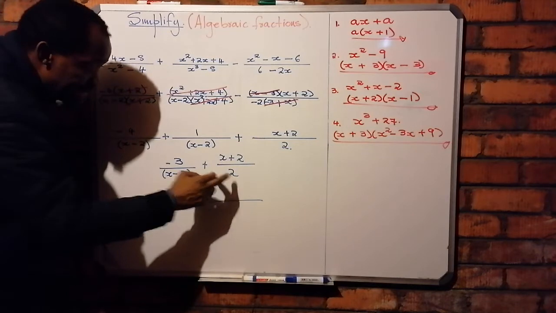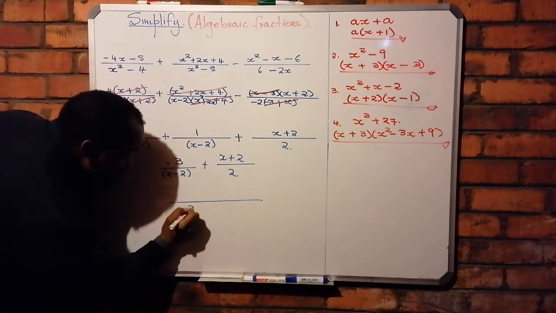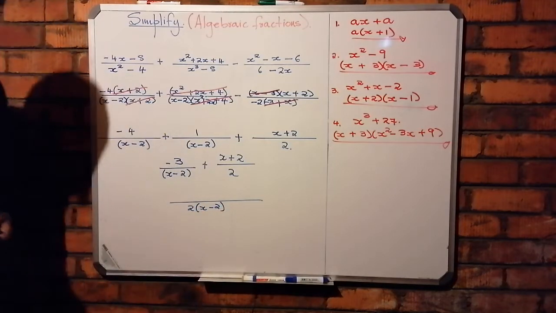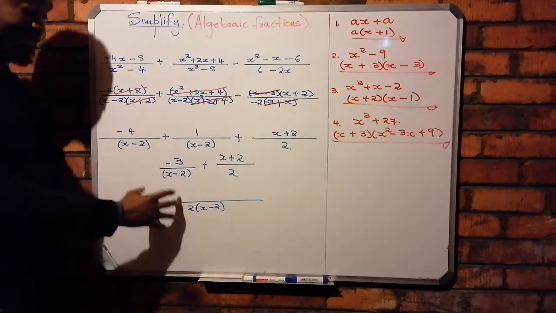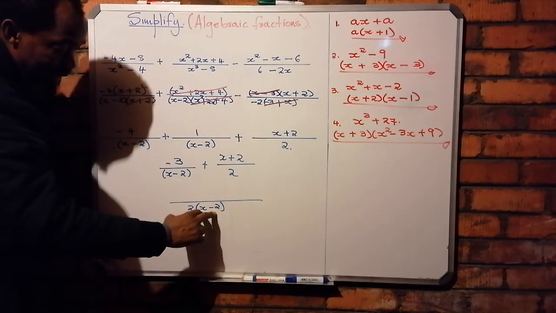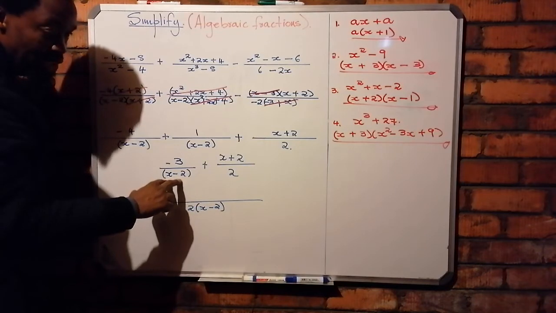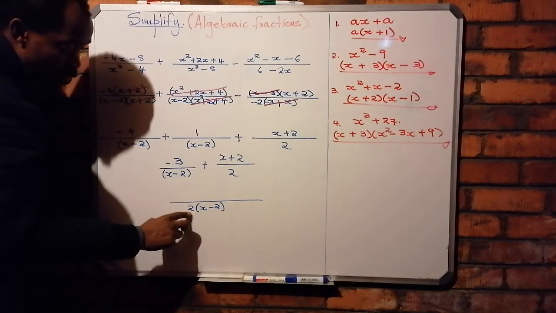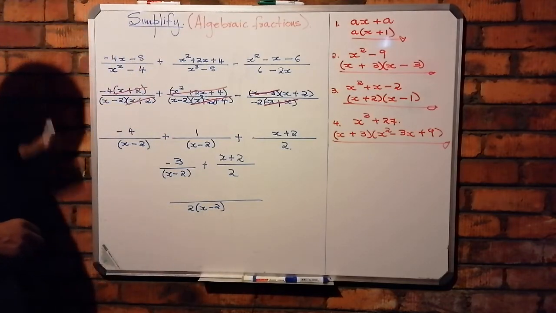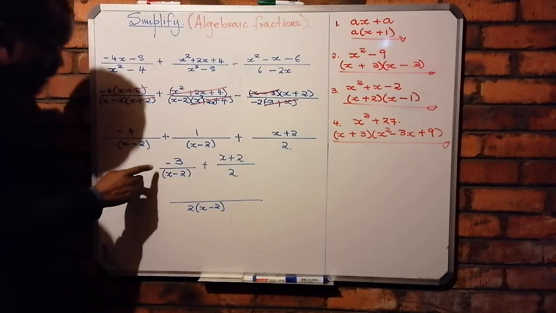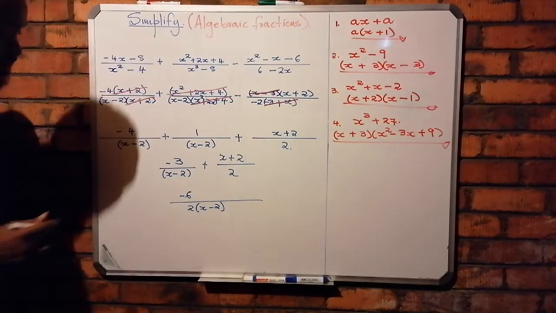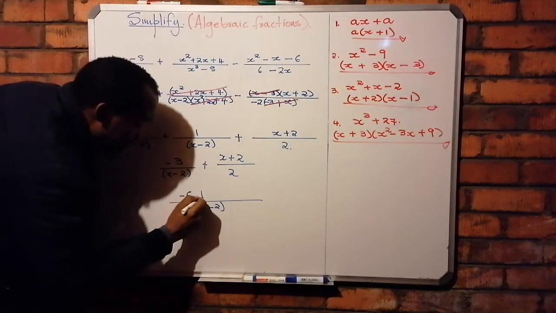I multiply this by that. It becomes 2 multiplied by x minus 2. Beautiful. Now, after that, I divide the lowest common multiple by the denominator there. It would be 2 multiplied by x minus 2 divided by x minus 2, which is 2. I multiply 2 by minus 3, which is a minus 6. I bring down the plus sign.